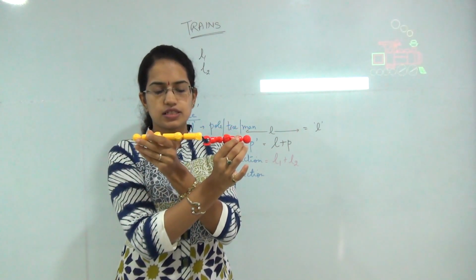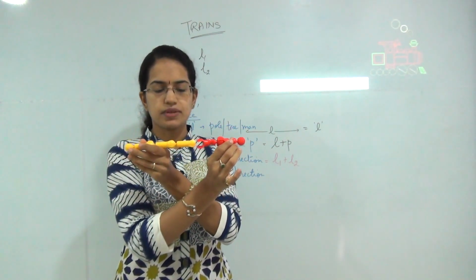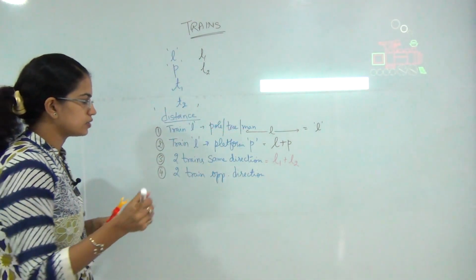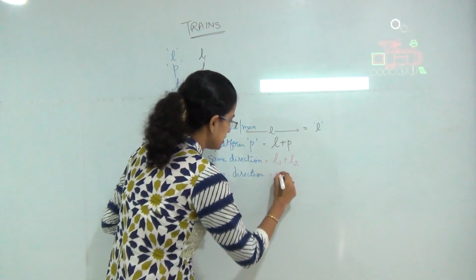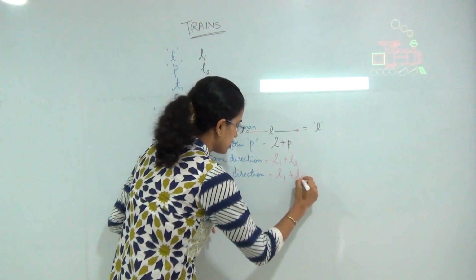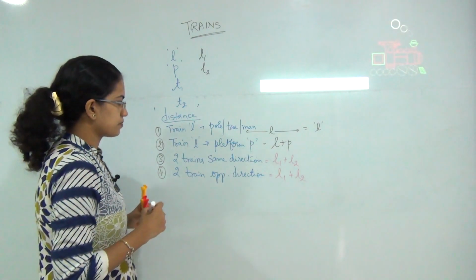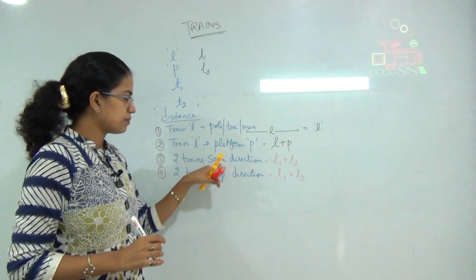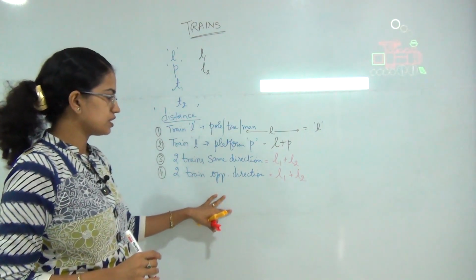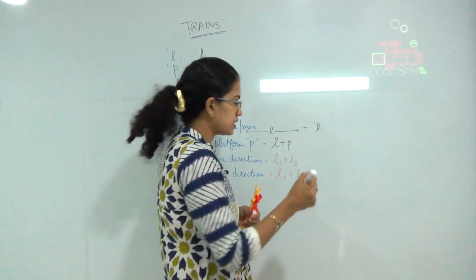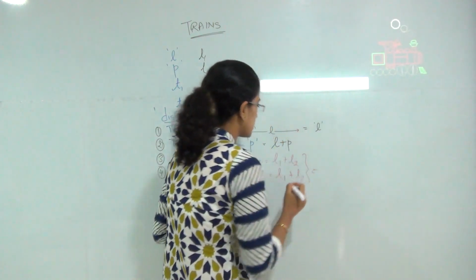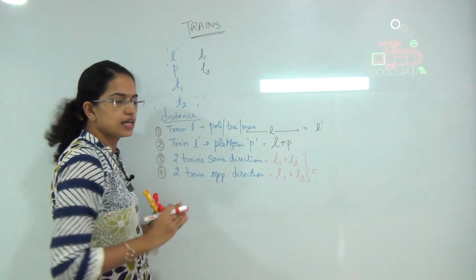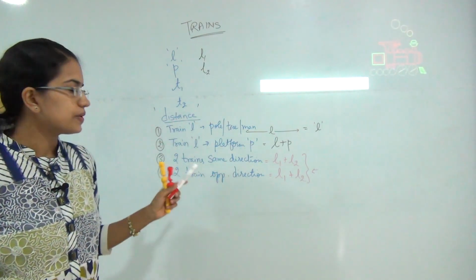So the total distance covered would be the length of the yellow train plus the length of the red train, which we have denoted by L1 plus L2 again. So again in this case it would be the length of the two trains. So irrespective of whether the trains are moving in the same direction or in opposite directions, the total distance covered would be the length of both the trains together. Now we have already talked about distance. In the next section we would be talking about speed.